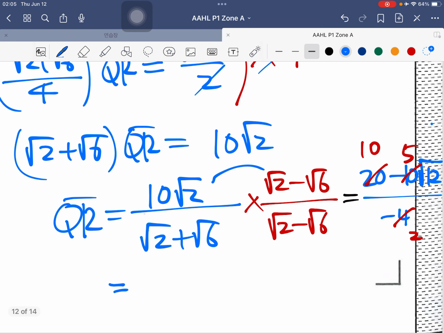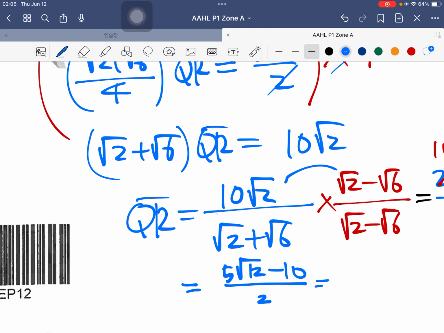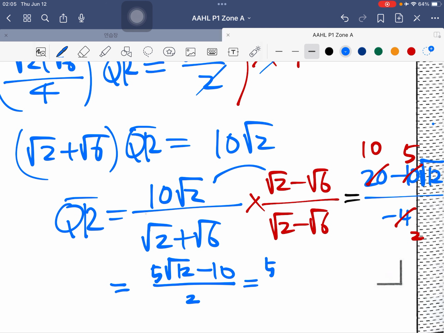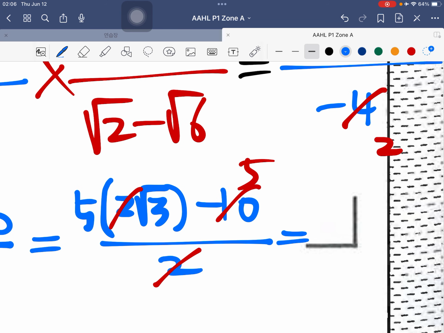So 5 times square root of 12 minus 10, divided by 2. Square root of 12 is 2 square root of 3, so 5 times 2 square root of 3 minus 10, divided by 2. Another division is happening over here; it cancels out and becomes 5. So the answer will be 5 times 5 square root of 3 minus 1.